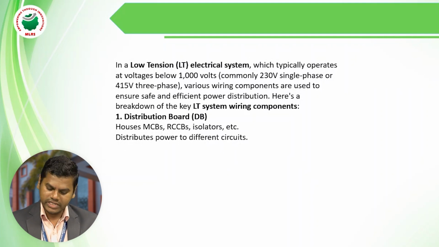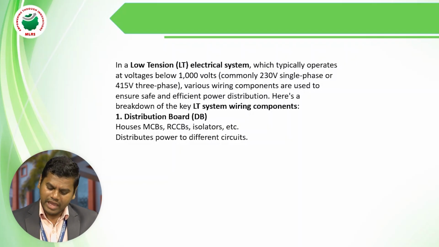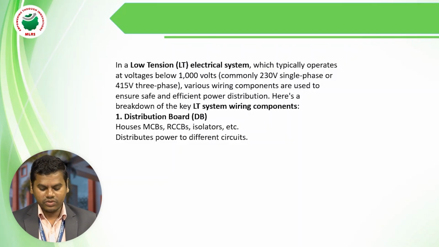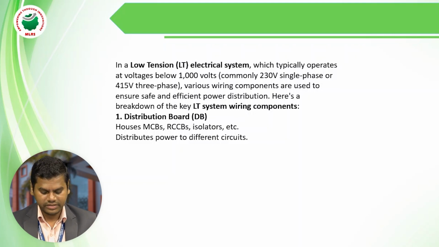A low tension electrical system typically operates at voltages below 1000 volts, commonly a single phase supply of 230 volts or a three phase supply of 415 volts. Various wiring components are used to ensure safe and efficient power distribution. Here is a breakdown of the key LT system wiring components.